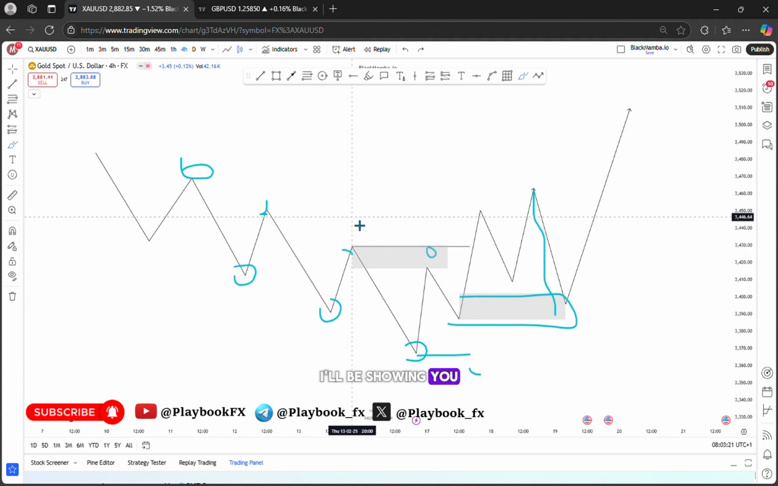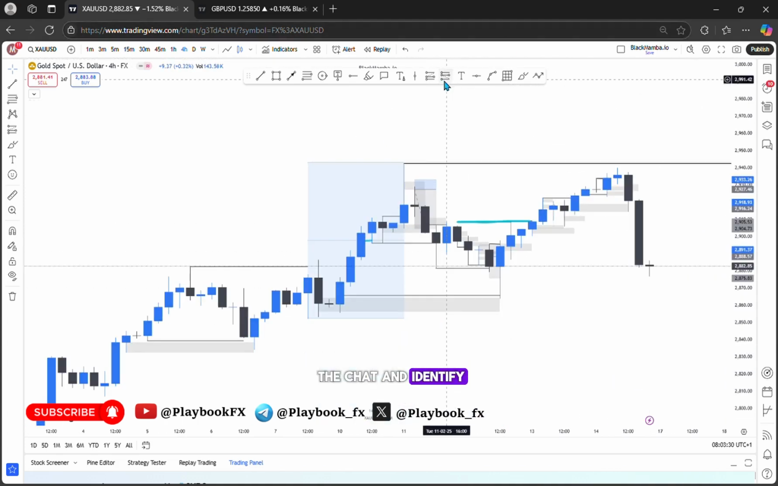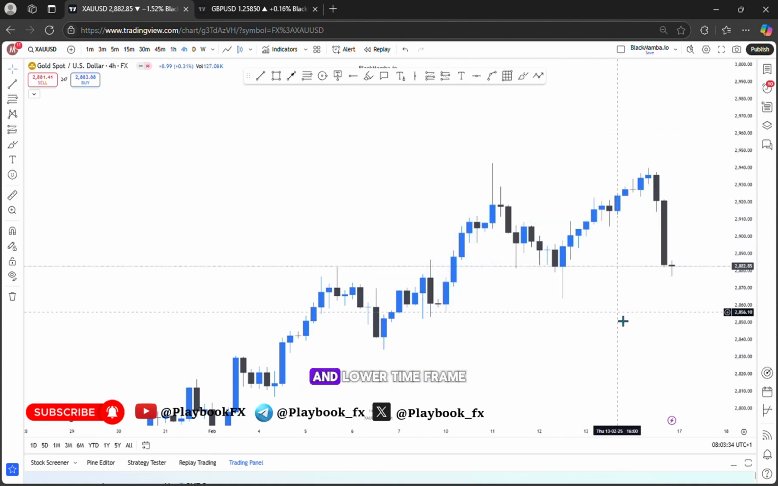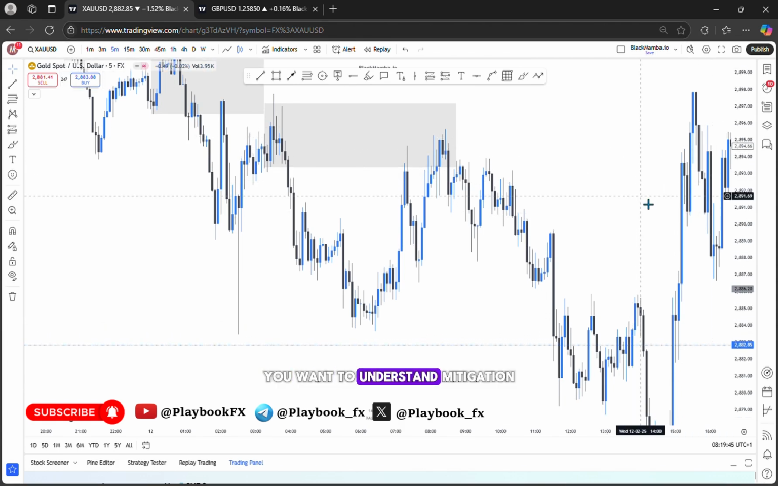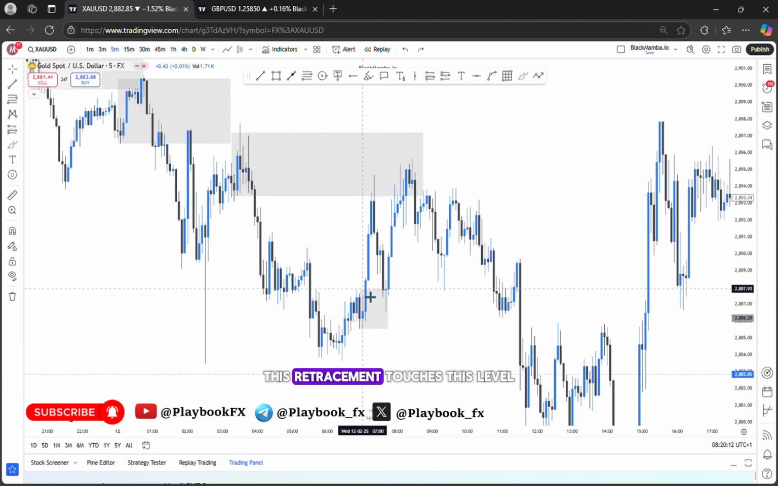I'll be showing you more examples on the chart, so let's go to the chart and identify our flip zones. It works on higher time frame and lower time frame as well. Now if you are looking for a flip zone point of interest, you want to understand mitigation. Mitigation is when price touches a zone. In simple terms, let's say this retracement touches this level, this zone here, that is mitigation.